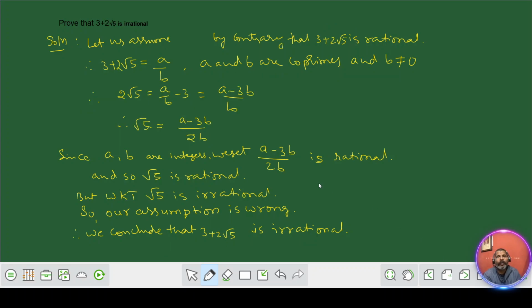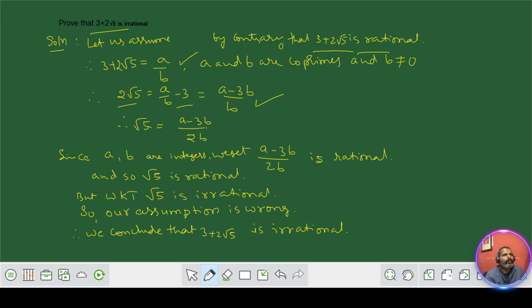Let's try one more. That is, prove that 3 plus 2 root 5 is irrational. We'll assume as usual that 3 plus 2 root 5 is rational. We equate it to a by b, and we solve for the root number here. So 2 root 5 equals a by b minus 3. We transpose 3 here, then take the LCM. 2 root 5 equals a minus 3b by b.